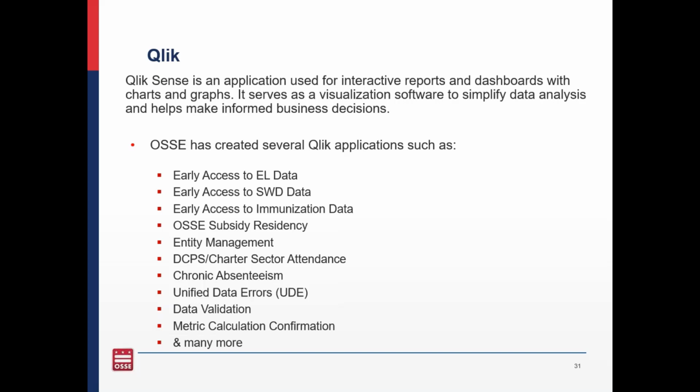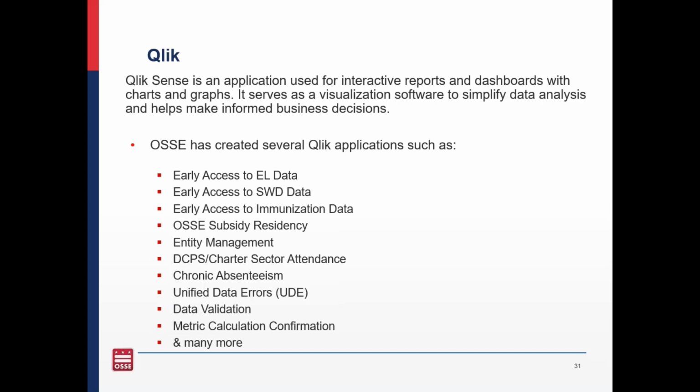We also have attendance applications. So in your student information system, you enter the student's information daily. We have a DCPS sector attendance application and also a charter sector attendance application. In those applications, you are able to view your LEA and school level attendance information. You can view it by student. You can view and click by month for your LEA, and it's broken down by the different attendance codes.